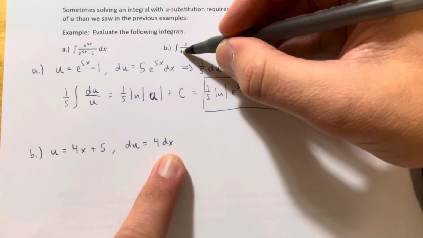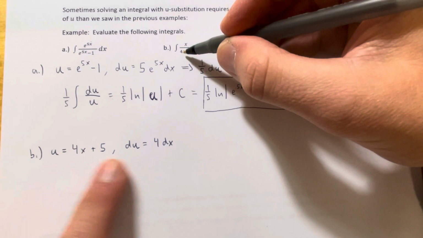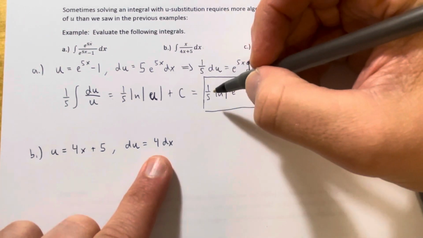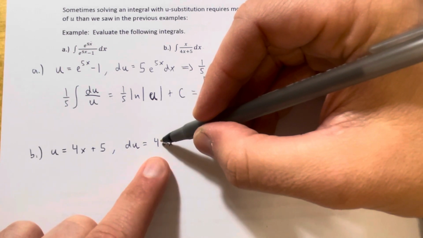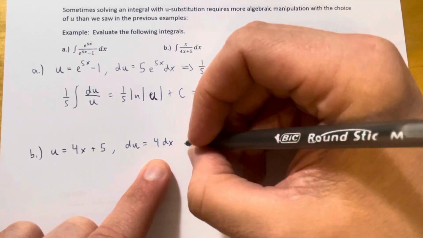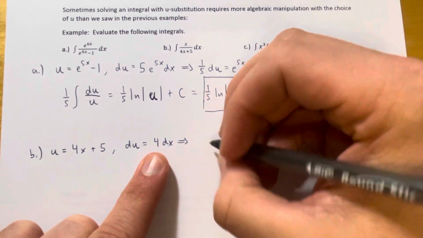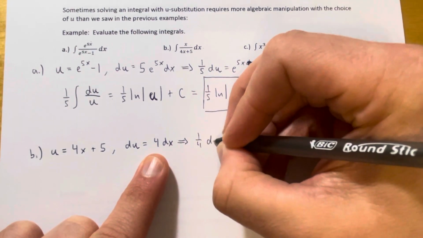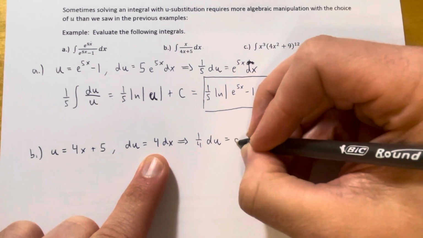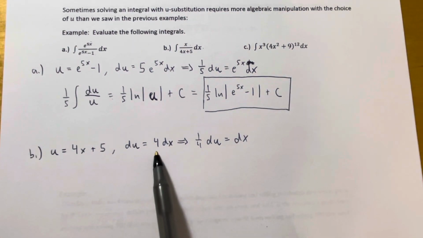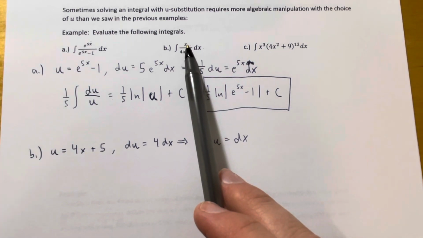This 4 is not important because that's going to become part of the u. It's not part of the du. So really all I have left is x dx. I don't have the 4 that I want. So I can multiply both sides by 1/4 to get rid of it. 1/4 du equals dx. I can't multiply both sides of this by x to force this x to appear here.